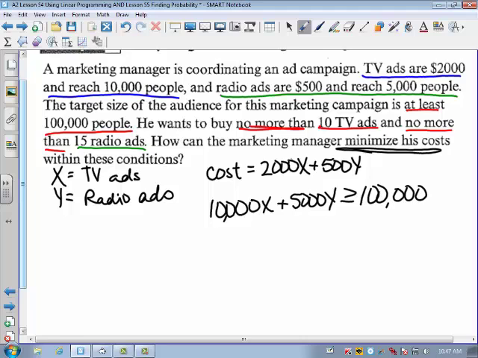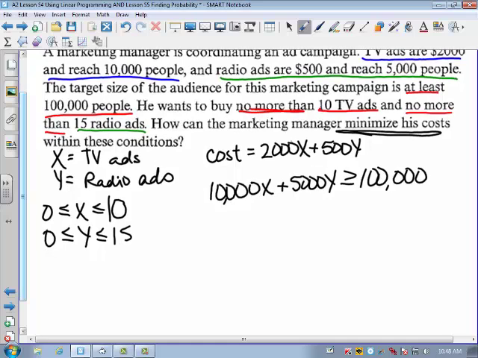Okay. So now what we know is that he wants to buy no more than 10 TV ads. So if he wants to buy no more than 10, he wants to buy 10 or less. The minimum that he could buy would be how many? 0. He doesn't have to buy any, does he? No, he doesn't have to buy any. So we're going from 0 to 10. So that means that X ranges from 0 to 10. Does that make sense? What about Y? What would Y be? 0 to 15. Okay, 0 is less than or equal to y, which is less than or equal to 15. No more than 15 radio ads.